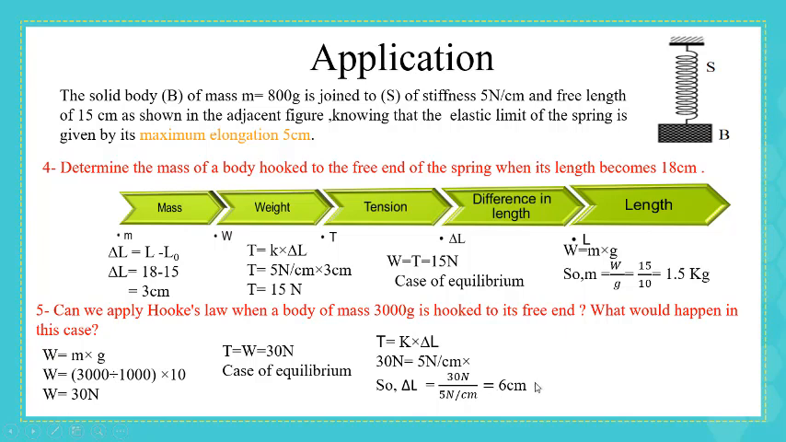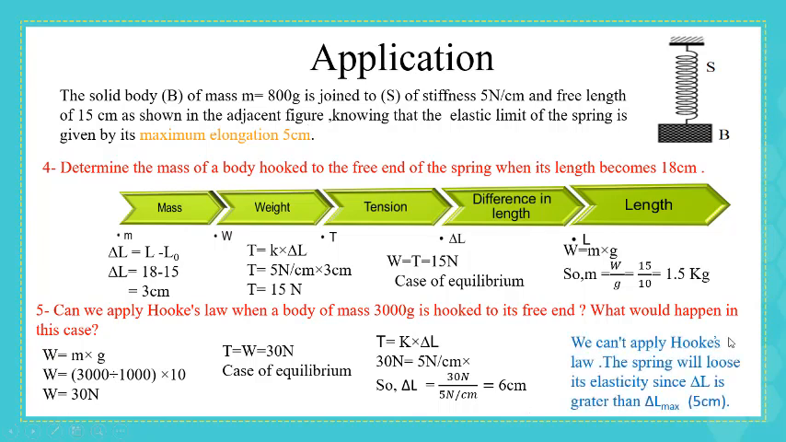Now we have to compare between this elongation and the maximum elongation of this spring, that is 5 centimeter. So it exceeds this elongation. So what will happen? We can't apply Hooke's law. The spring will lose its elasticity since delta L is greater than the maximum elongation, that's 5 centimeter.